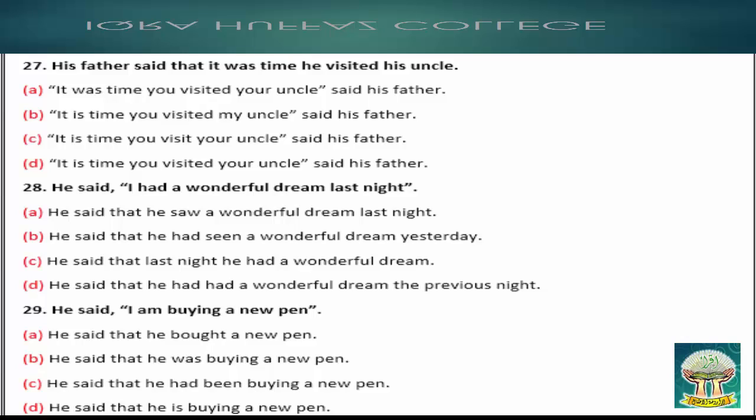Number 28. He said, I had a wonderful dream last night. You have to choose the correct option for this question. Sentence number 29. He said, I am buying a new pen. And four options are given before you. You have to choose the correct option and write down that option in your register.